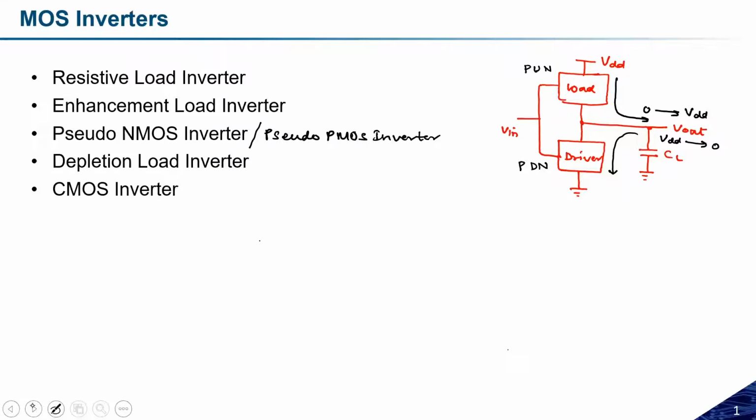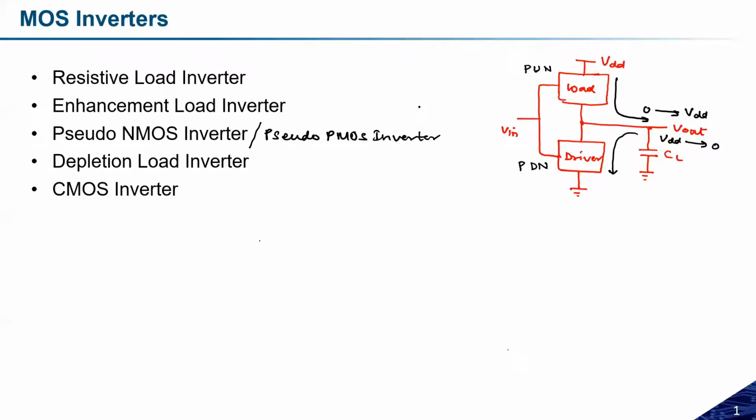Okay, so we will try to design a CMOS based inverter as well, which is complementary in nature, like load and the drivers are complementary in nature. So this is the set of categories on which we will discuss the different MOS inverters. This is really very important to understand how we decide what kind of devices should be on the load side or on the driver side, so that we can have maximum or better performance in terms of power dissipation, noise margin, and delay. So this is really important that we should understand.